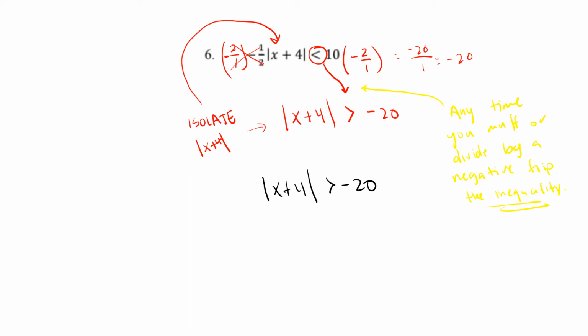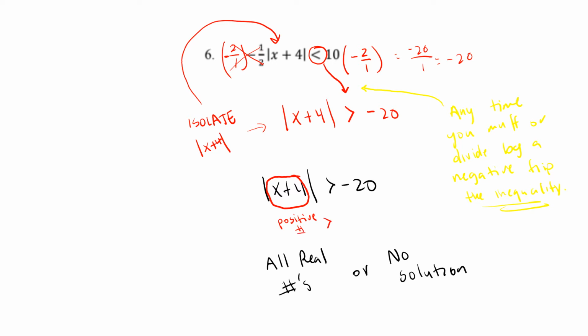Don't go any further. Don't start splitting it up into two equations. Anytime you have an isolated absolute value and a negative on the other side, it's a special case. Right? So it's either all real numbers or no solution. And we just have to determine which one of those it is. Keep in mind, no matter what goes inside of this absolute value, it's going to come out as a positive number, right? No matter what that number is, absolute values make it a positive number.